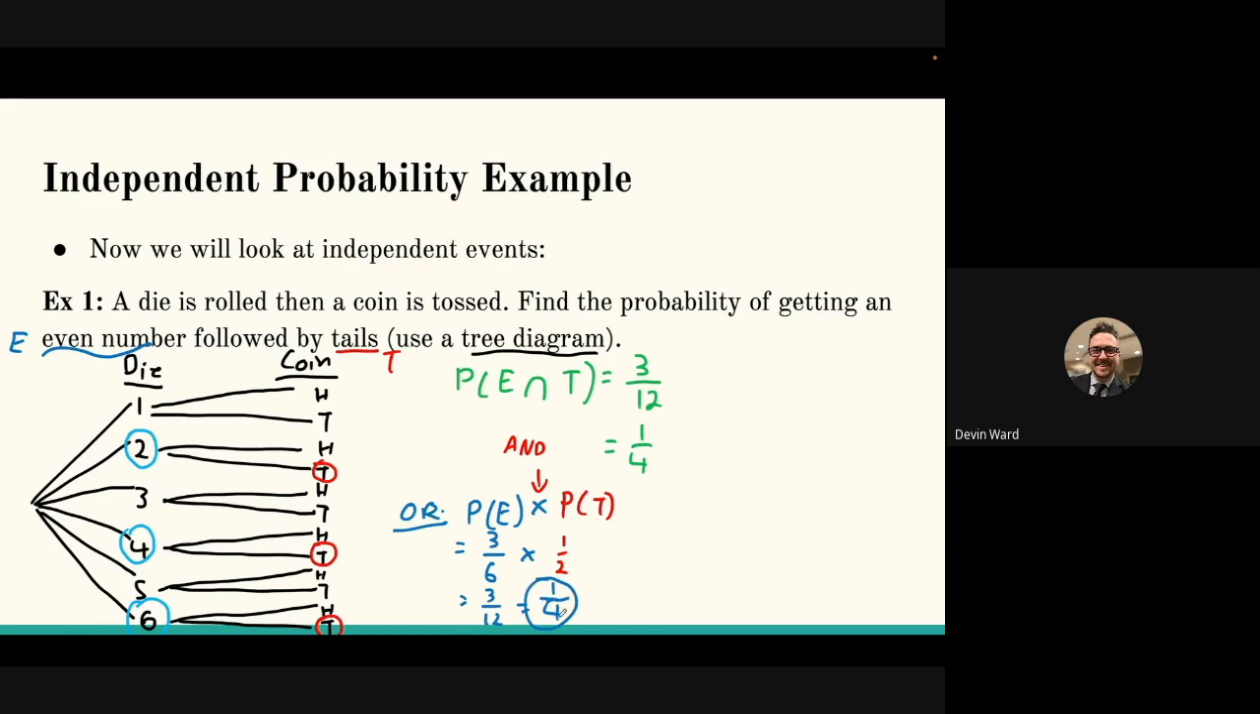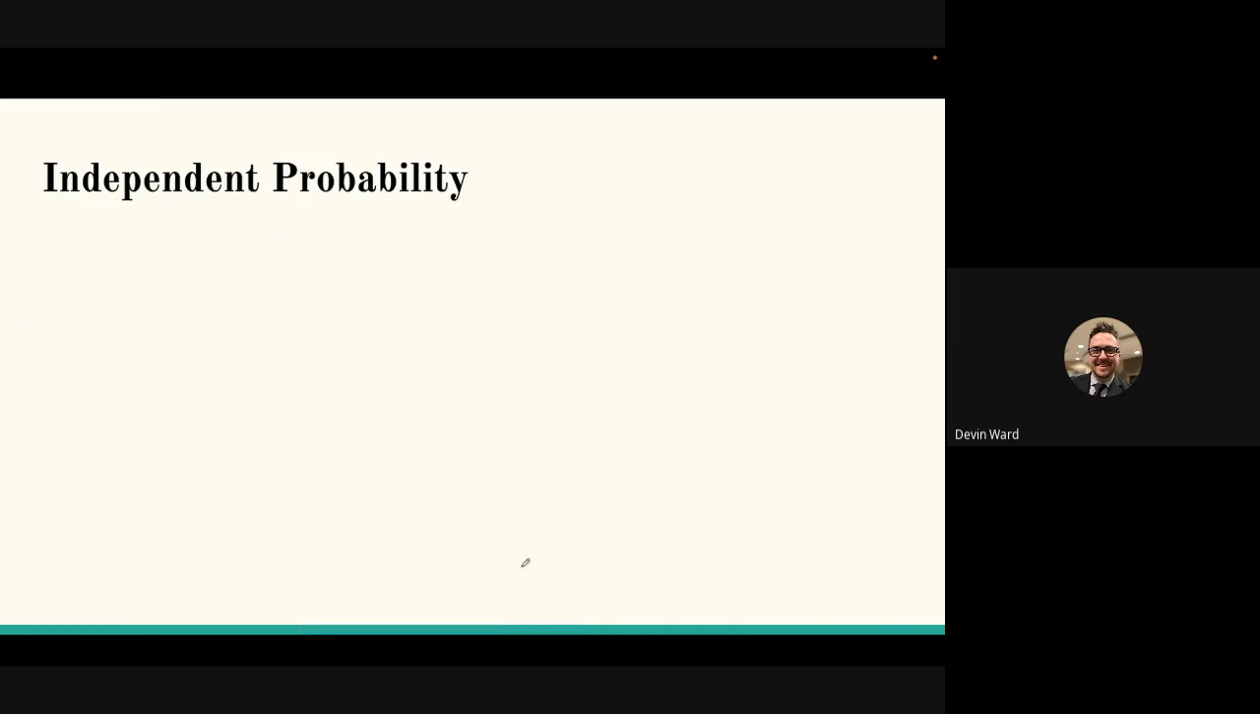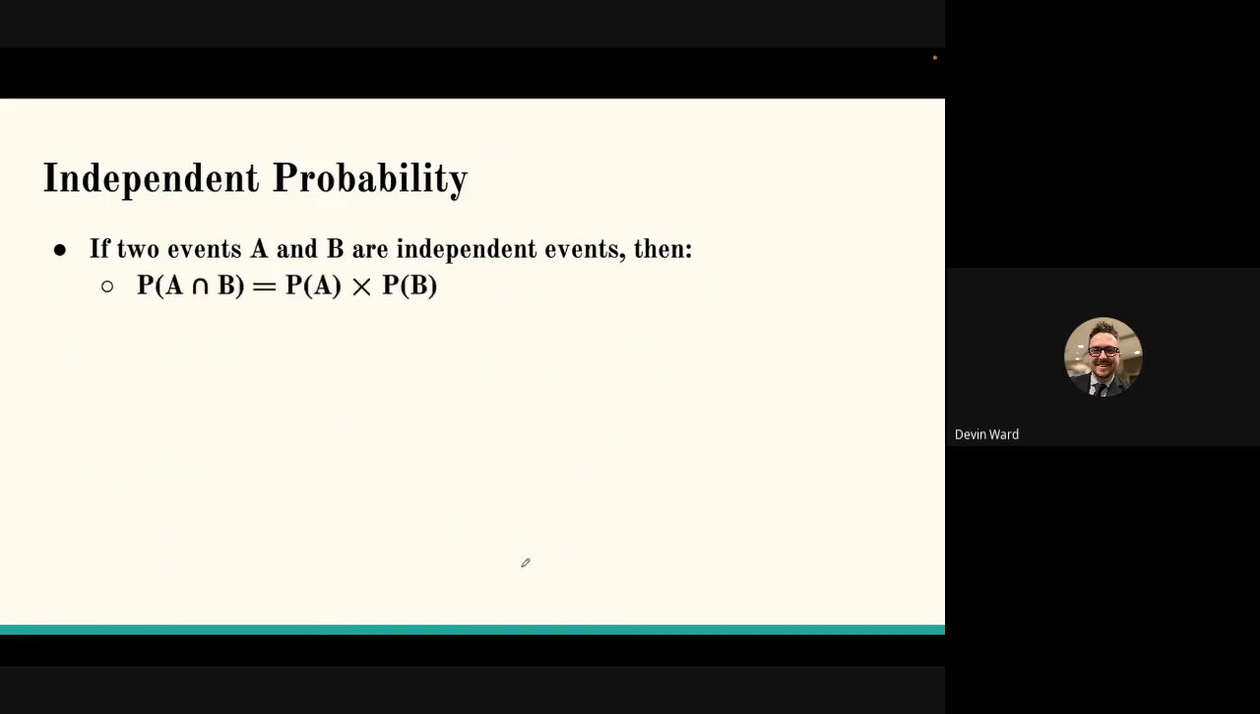Okay. So we get the same answer both ways. And multiplying those two together is a lot easier and a lot faster than making a whole tree diagram. Okay. So if two events, A and B, are independent events, then the probability of A and B, remember that's the intersection, is equal to the probability of A times the probability of B.